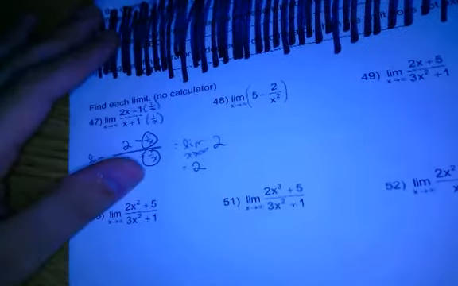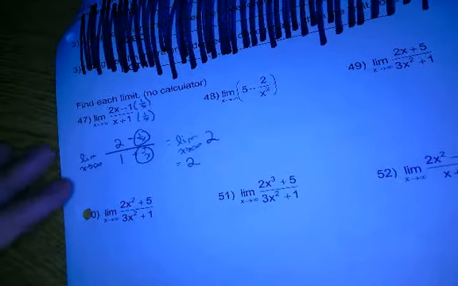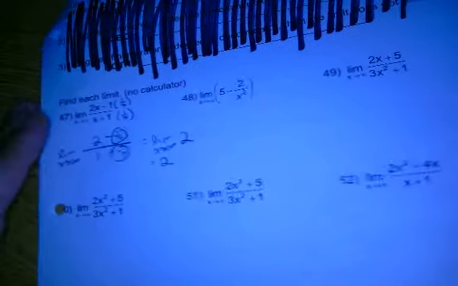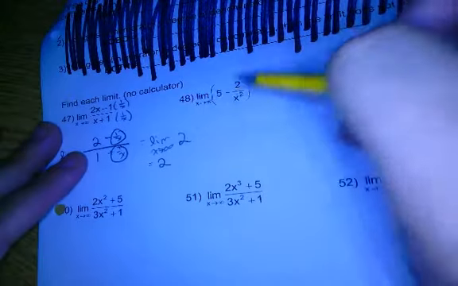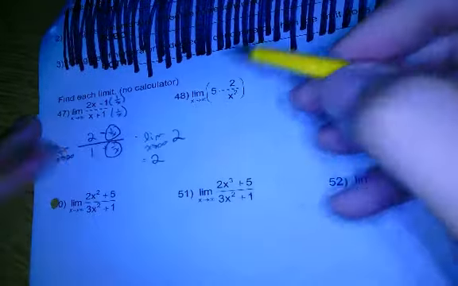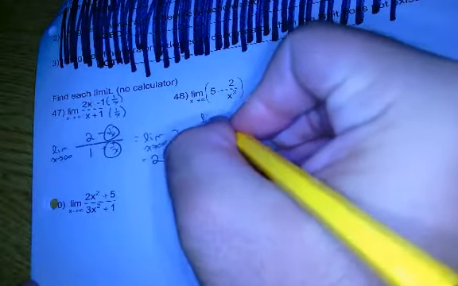Okay, let's do 48. For 48 here, there's two ways to do it. You can either make this into one big fraction or just do these two problems separately. And if you get "does not exist," then you can't do it separately. So let's just hope we don't get that. So can I do them separately? I'm writing it down, so the answer is yes.